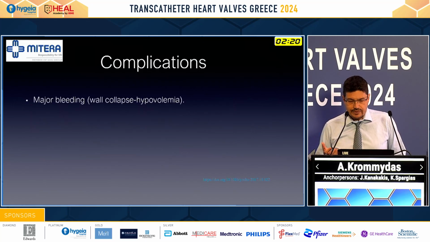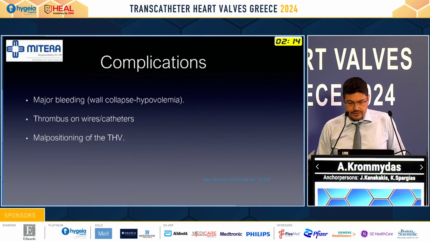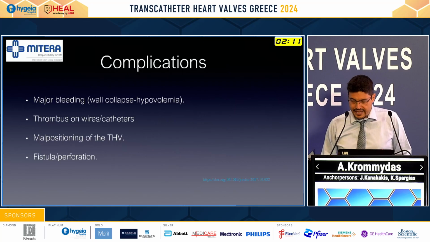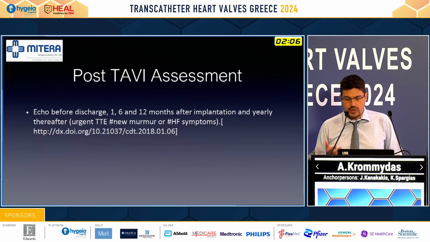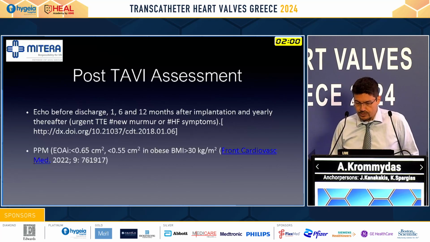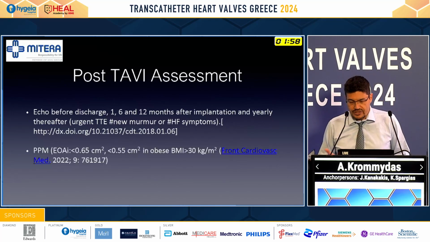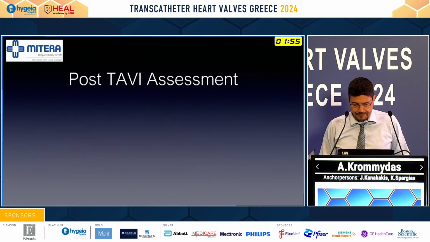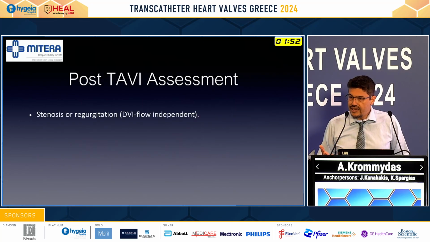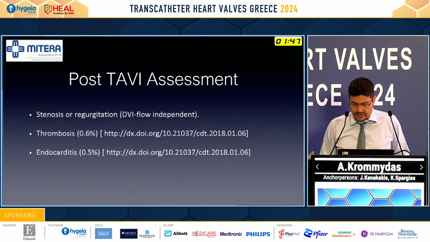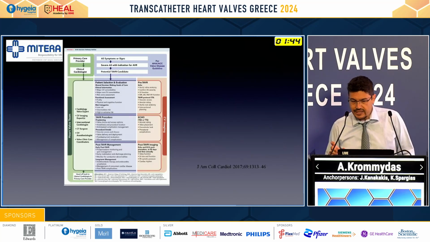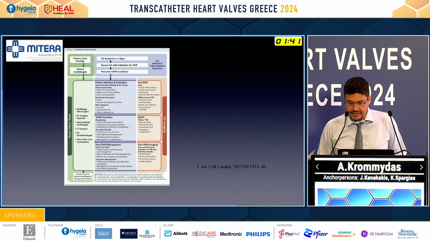Continuing with the complications, generally major bleeding, we can see the left ventricle hypercontracting, any thrombus on the catheters, malpositioning of the valve, any fistula or perforation. Post-TAVI, of course, we perform an echo before discharge, and at 1, 6, and 12 months afterwards, unless there is a new murmur or heart failure symptoms. We also have to assess whether there is any patient-prosthesis mismatch. Also, we look at the valve anatomy and if there's any stenosis or regurgitation after the TAVI, any thrombosis or endocarditis.